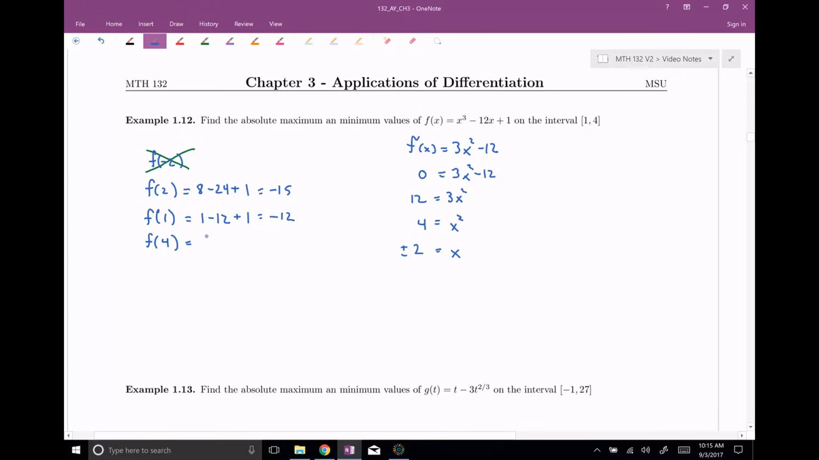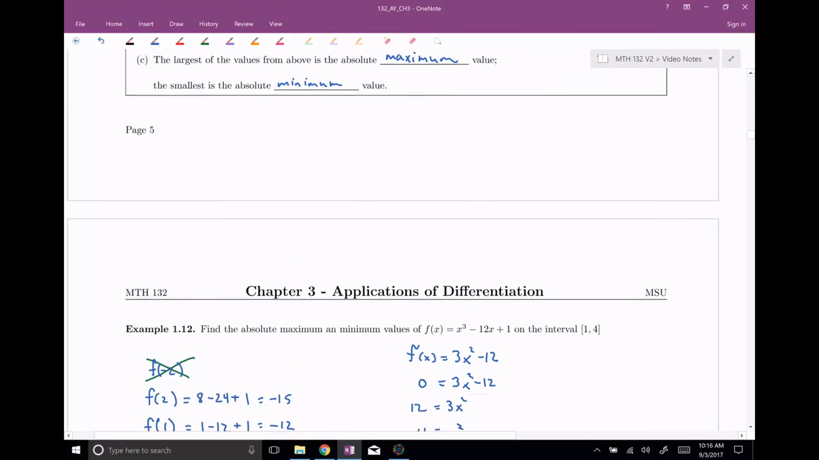And if I plug in 4, let's see, 4 cubed is 64, minus 4 times 12, that's 48, plus 1. And that should give us, 16 plus 1 will be 17.